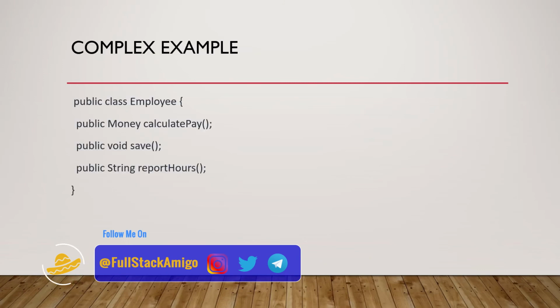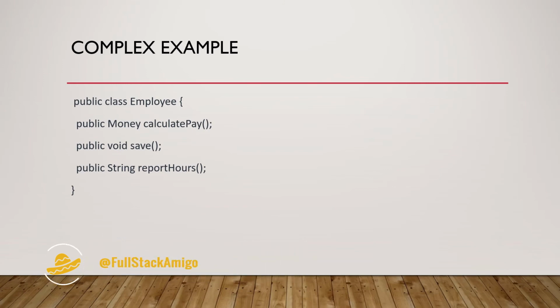Now let's take a look at an example from Robert Martin. This is an example from his blog post that I will reference at the end of this video, and I'll also put the link in the description below. So we have an employee class, then it has three methods: calculate pay, save, and report hours. Each of these methods is the responsibility of different people. Do you remember the reason to change was people, not code?